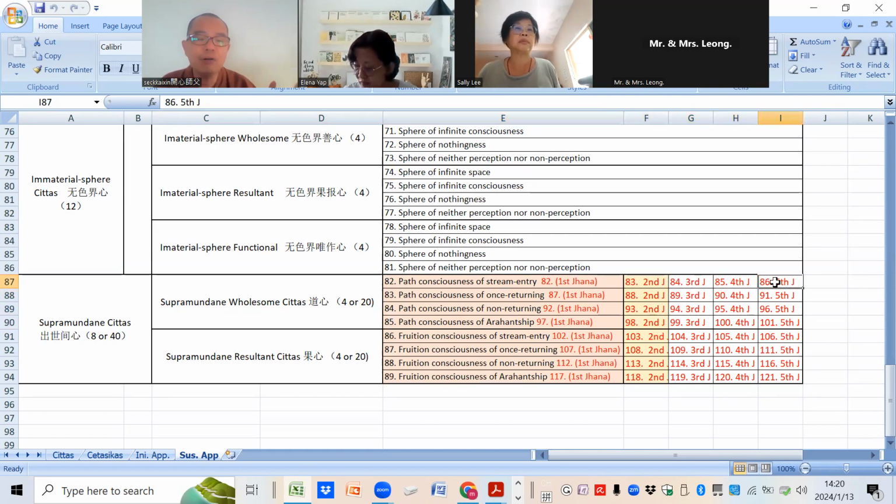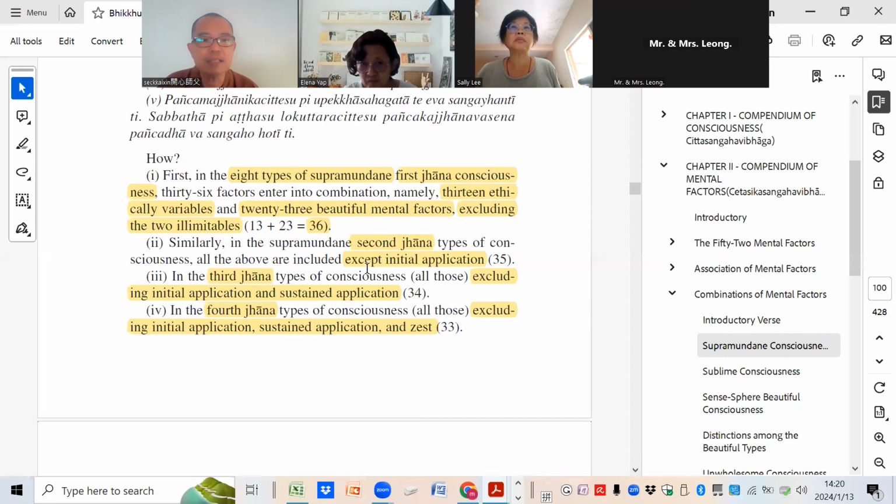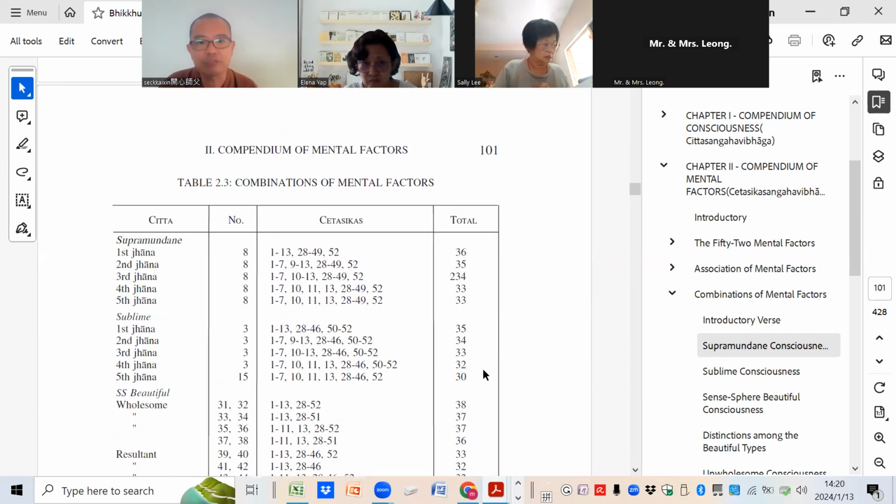We try to count how many citta there are. According to the calculation, let's take a look. The numbers are 36, 35, 34, 33, and also now you see here we got the figure 36, 35, 34, 33, 33. Meaning to say that their difference is very minor only. So in order to understand how come the difference is so minor, you have to know the Abhidhamma behind.